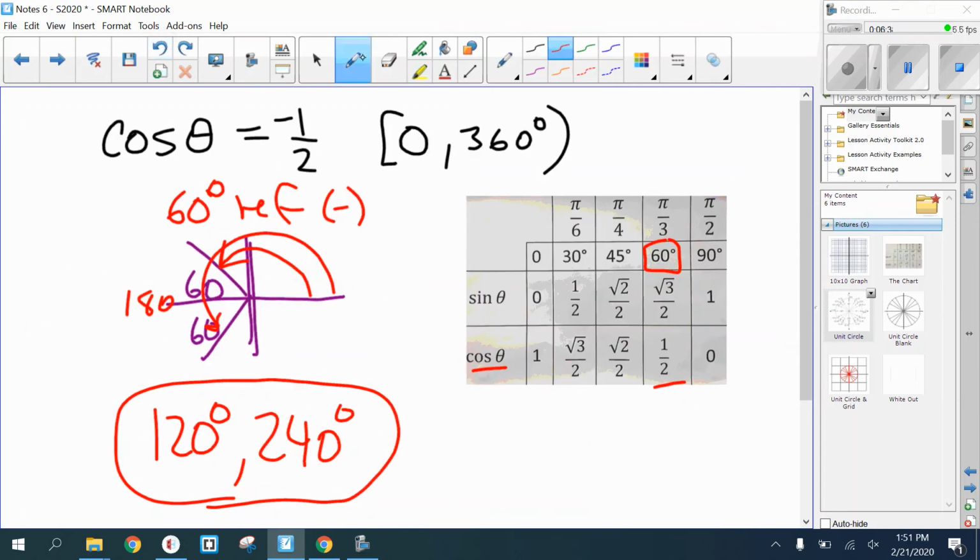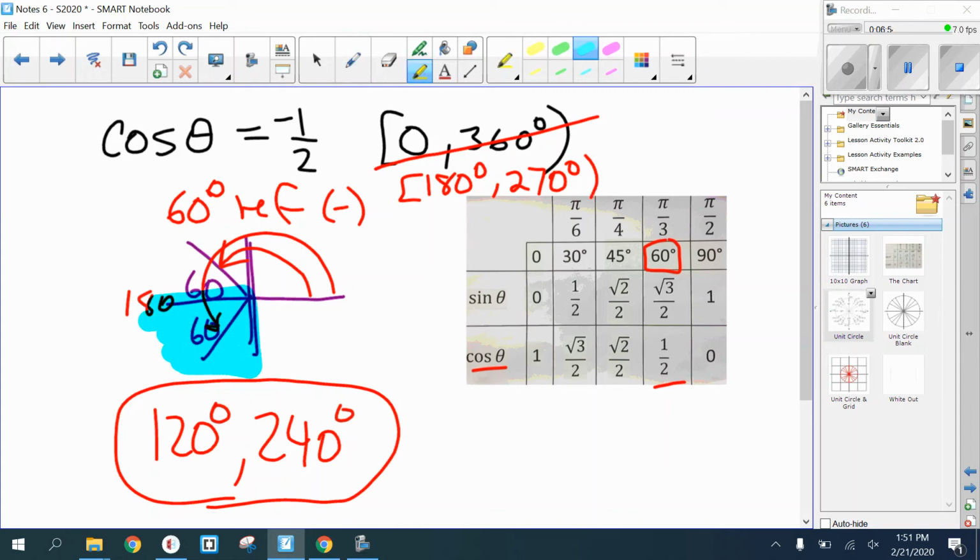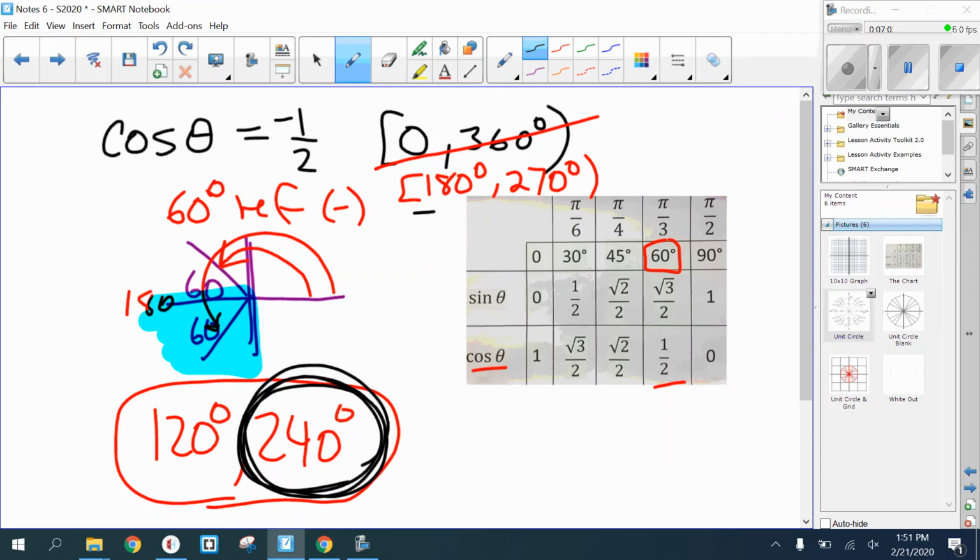They're going to give you a problem, and they're going to change it from 0 to 360 to something like 180 to 270. And so maybe they don't want the whole circle. Maybe they don't care about most of it. Maybe they only care about this quadrant right here. From 180 to 270, then the answer would only be 240. So you have to really pay attention to this interval. Some people will skip that and won't even look at it, and you're going to mess up.